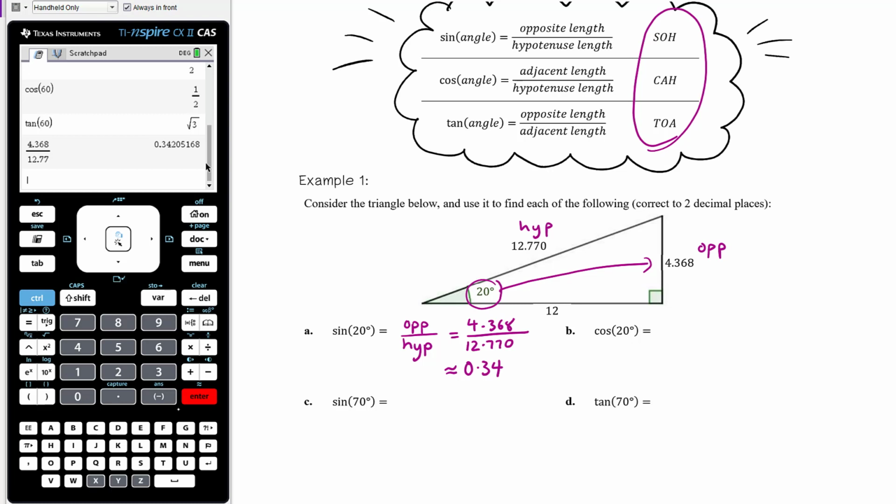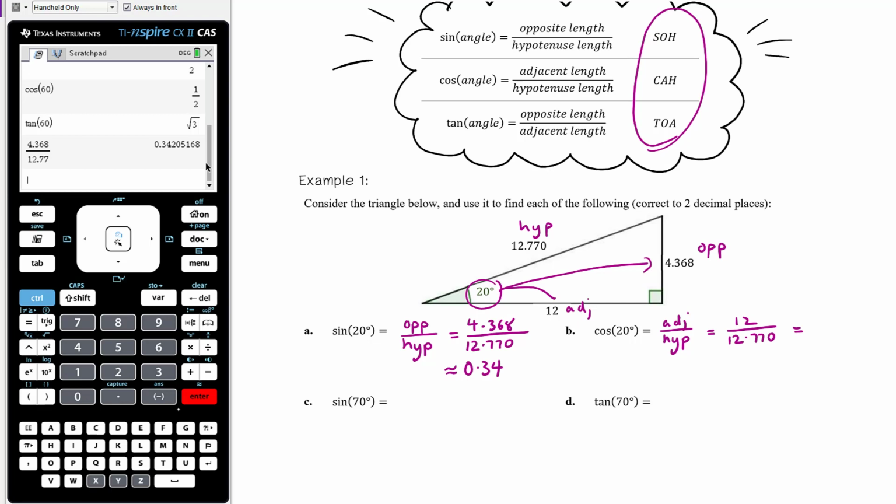That doesn't have any units, that's a ratio. That is, what ratio do you get when you divide this length by this length? What we're seeing here is that the opposite length is about 34% of the hypotenuse length. That's essentially what we're looking at here, a ratio, a comparison of those two side lengths. If we want cos of 20 degrees, this time we're going to need to make use of the adjacent length, which will be 12. So cos of 20 degrees, remember cos being adjacent over hypotenuse. In this case the adjacent length is 12, the hypotenuse is 12.770.